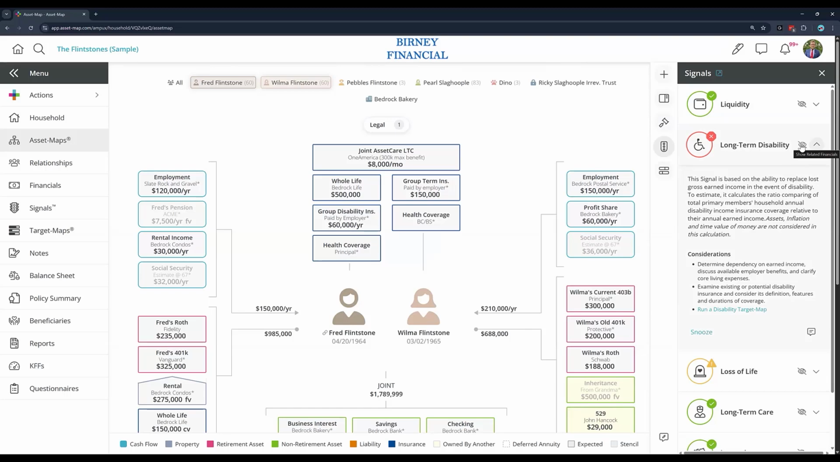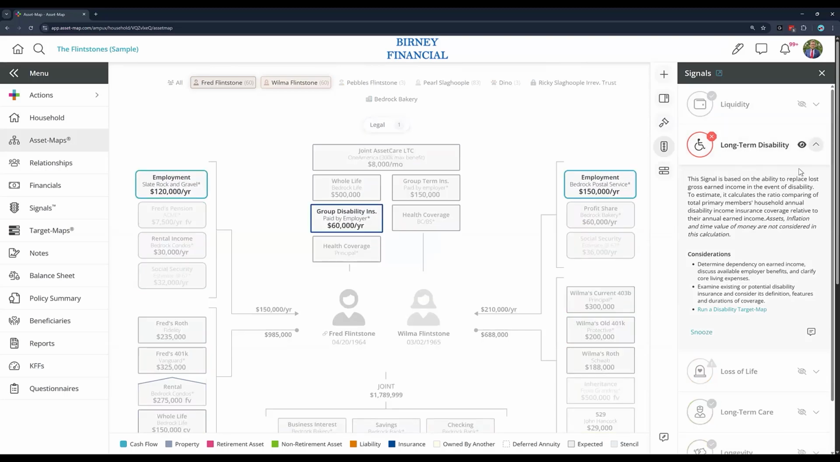If I click on that eyeball, it will show me on the asset map all of those related financials I am using when looking at this signal. Now, why is disability shown as red? Well, because first, what do you want? If we are disabled, what is our goal? Our goal is usually to replace a portion, if not most, of this income.